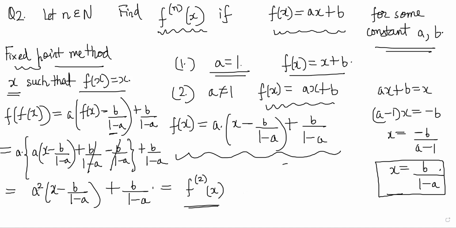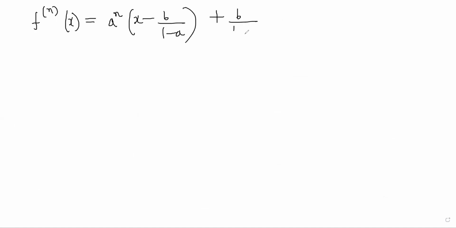So notice that there is a nice pattern. If f of x was a times x minus fixed point plus fixed point, then f of 2 of x, the composition of f with itself, comes out to be a square into x minus fixed point plus fixed point. Now you can show this by an induction argument: if you assume that f of n minus 1 is of this form, you will be able to prove that f of n of x becomes a power n times x minus b by 1 minus a plus b by 1 minus a.